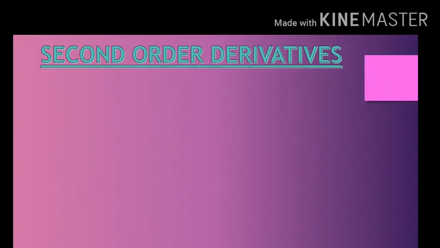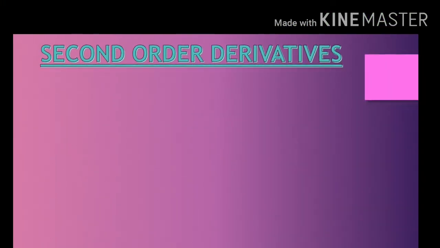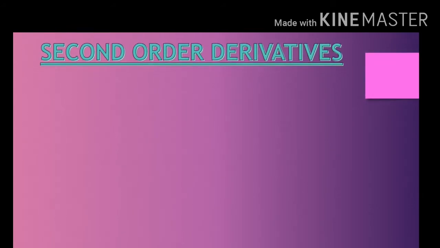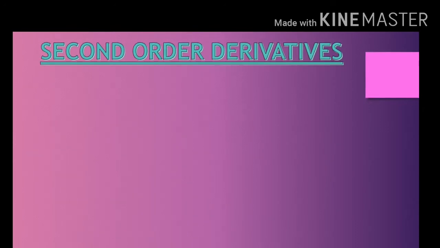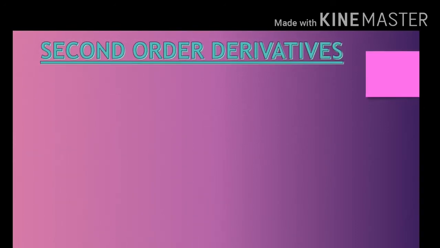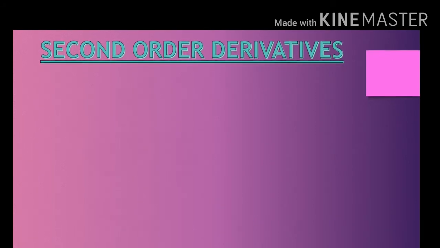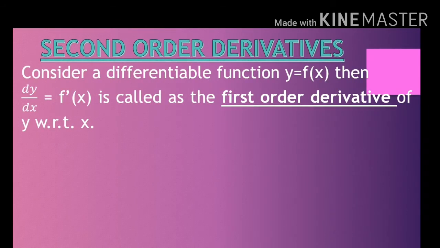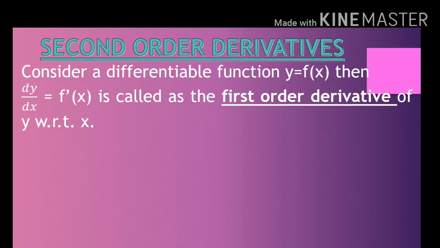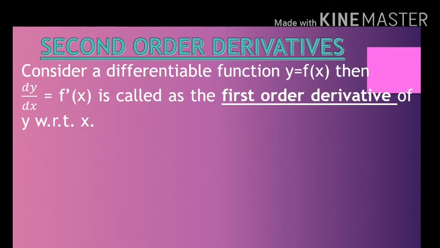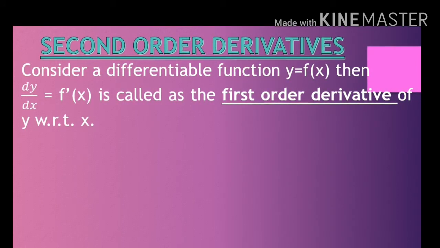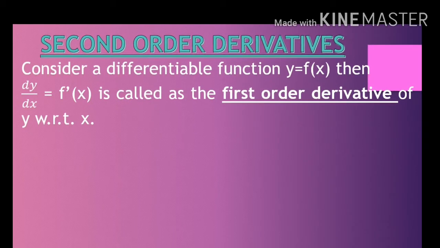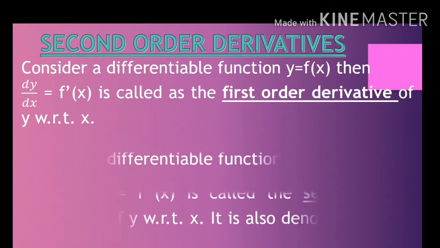Now let us see what we mean by second order derivatives. See students, if y is a function of x, then the derivative of y with respect to x is denoted by dy by dx or f dash of x. It is called the first order derivative of y with respect to x. Right? Now if you again differentiate dy by dx with respect to x, then what we get is the second order derivative of y with respect to x.